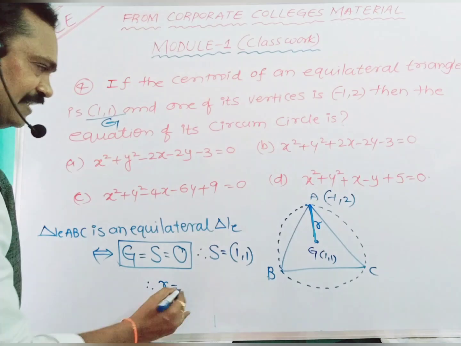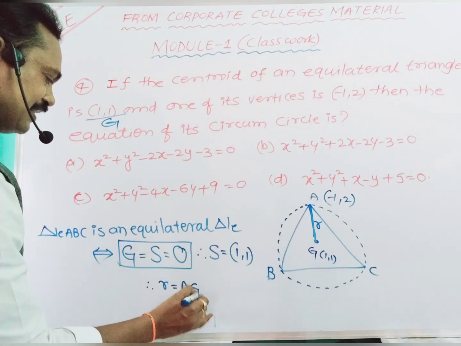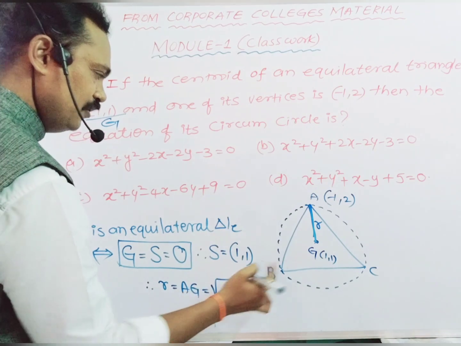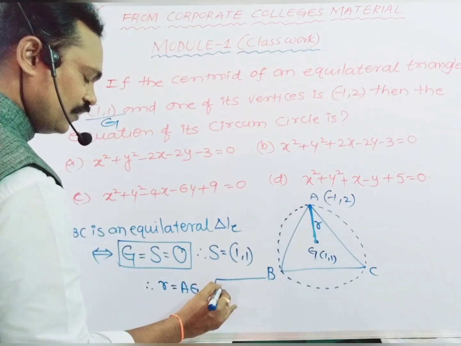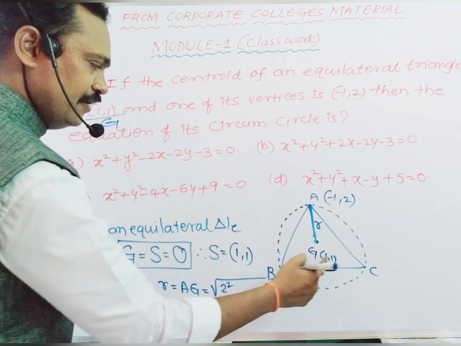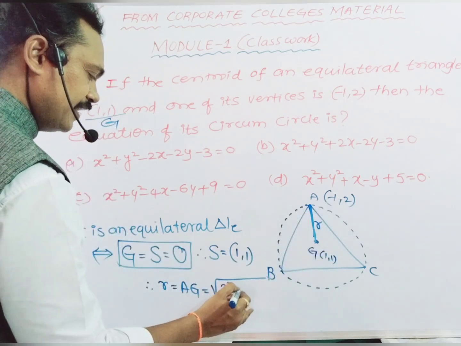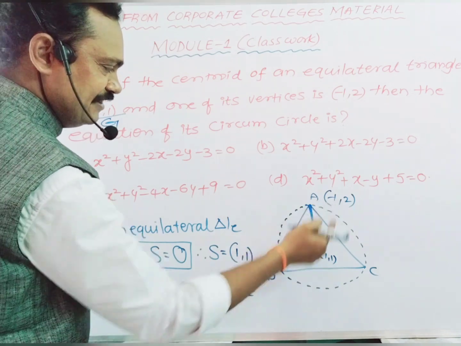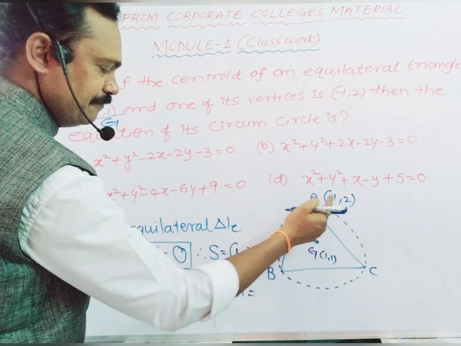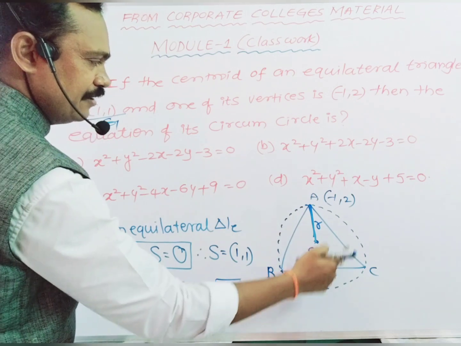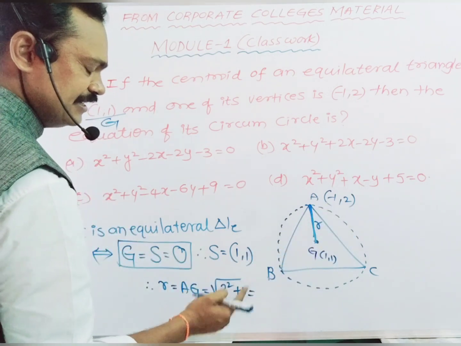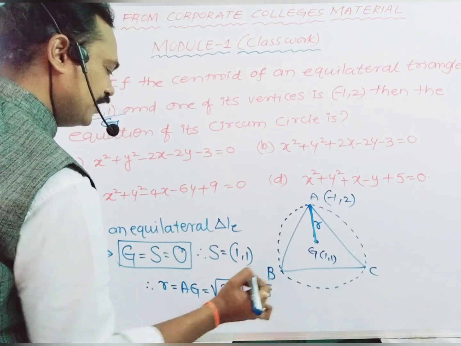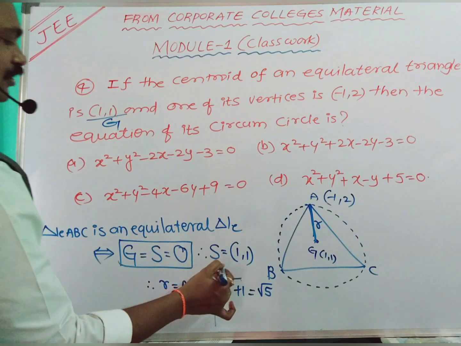How much is it, beta? Chalo. 1 minus of minus 1 whole square means 2 square, and 1 minus 2 whole square means minus 1 square, which is 1. Sure? I just found the distance between these 2 points. That is root 5. You wanted to confirm the circle with center 1, 1 and radius root 5 units.